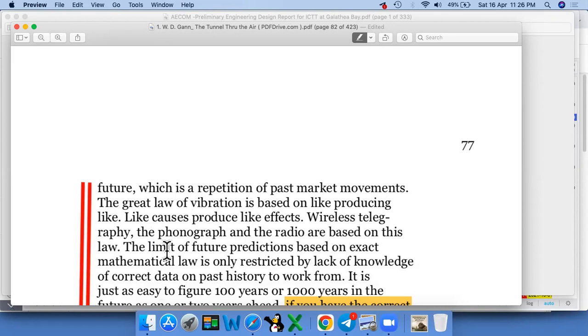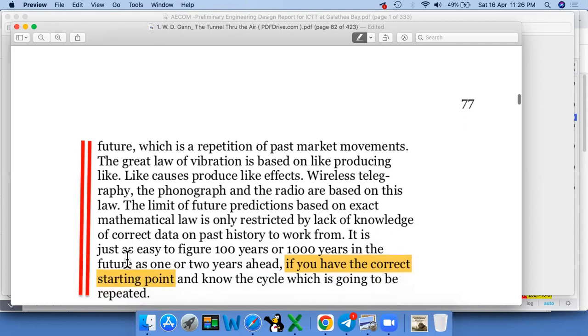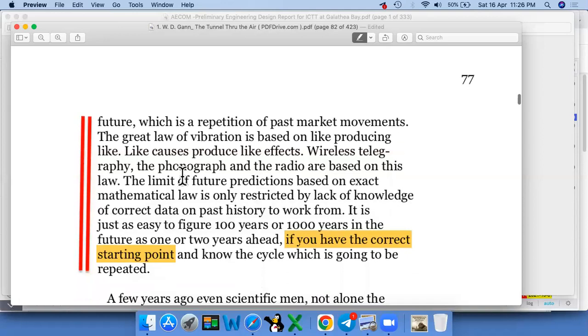The limit of future prediction based on exact mathematical law is only restricted by lack of knowledge of current data and past history to work from. It is just as easy to figure 1,000 years or 100 years in the future as 1 or 2 years ahead if you have the correct starting point and know the cycle which is going to be repeated.